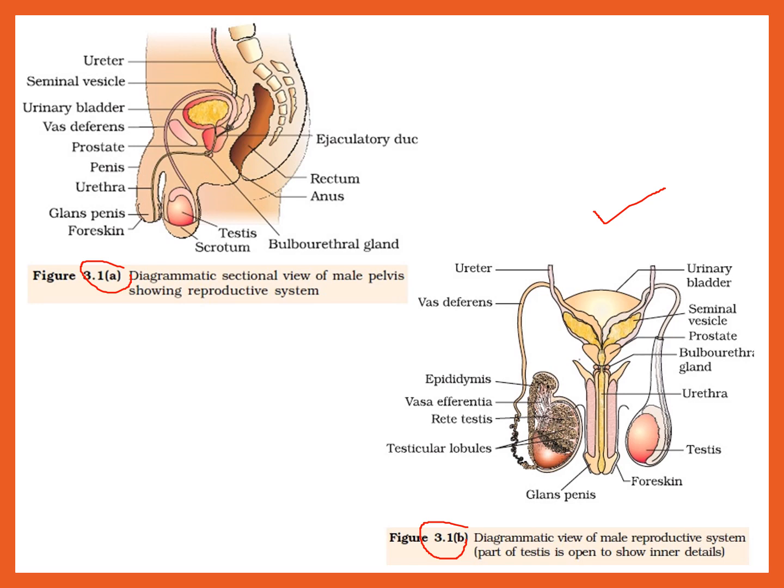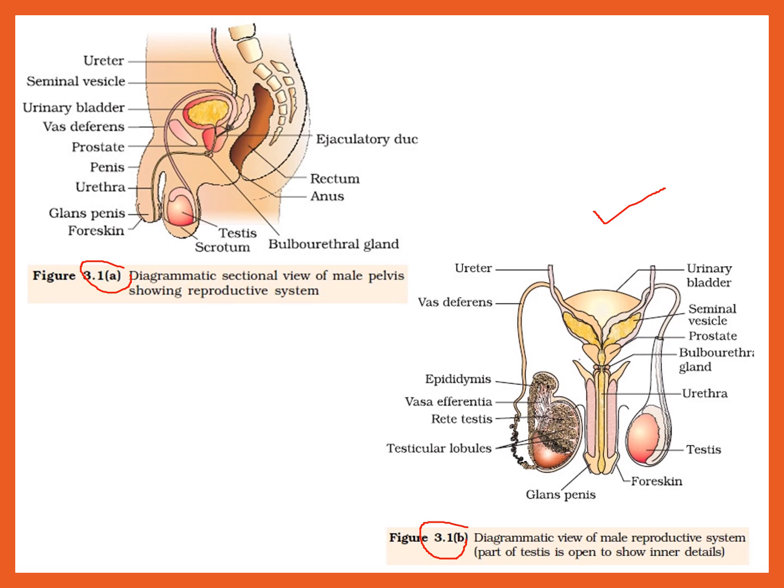So here you see the different parts: the testis, the testicular lobules. Testicular lobules have the seminiferous tubules. Seminiferous tubules give rise to the network, which is the rete testis. Rete testis further gives rise to the vasa efferentia. Vasa efferentia join together to give rise to epididymis. Epididymis is the region where the sperms are stored, and maturation of sperms also occurs in epididymis.